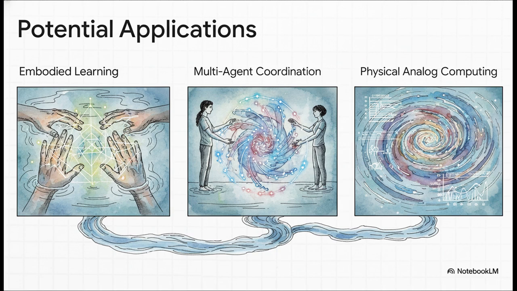You could use it for embodied learning, where you physically interact with the water to learn a task, and you get this immediate tactile feedback. Or get this, multi-agent coordination. Imagine two people having to work together to stabilize a really complex pattern in the same pool of water. It could even become a totally new kind of analog computer, a physical testbed for studying complex systems in a way you can actually see and touch.